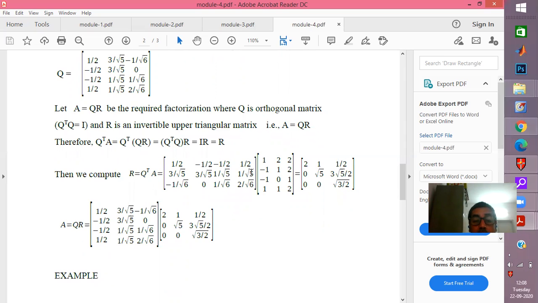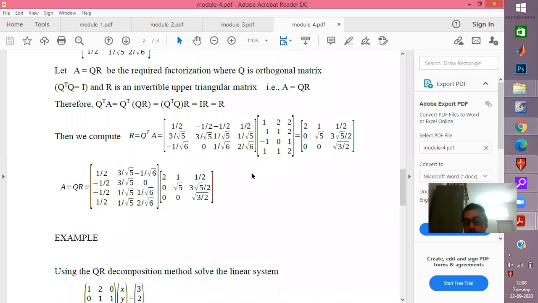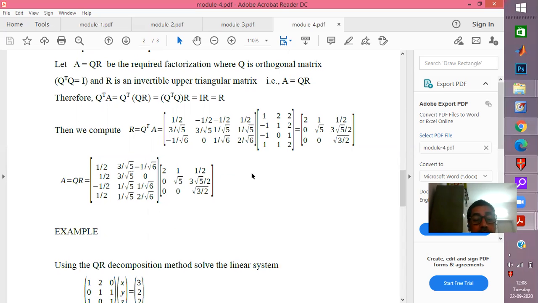So how will this be useful? That's a very, very important question. We'll discuss that particular aspect when we come to the last module, on how to apply the QR factorization for solving a system of equations.